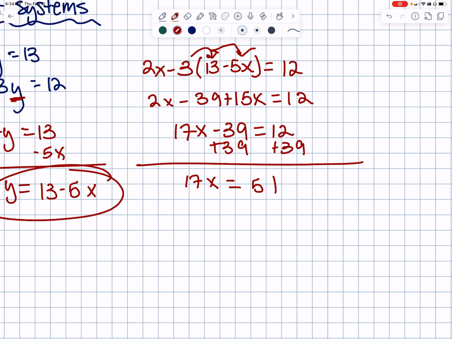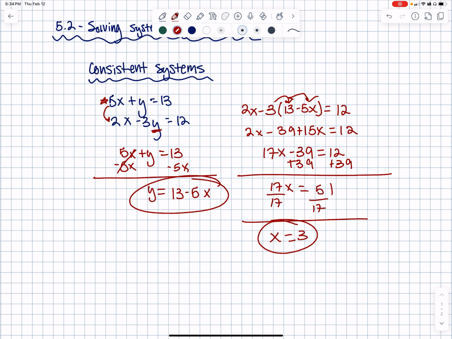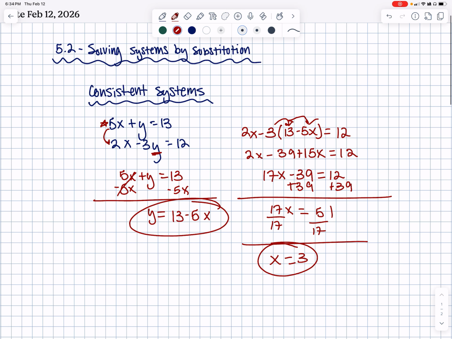Well, we still have 17. We need to get rid of 17 because we need x, okay? What's the relationship between 17 and x? Multiplication, okay? What's the opposite of multiplication? Division. Okay, let's divide by 17 on both sides. What are we left with? X equals 51 divided by 17 is 3, okay? My answer is 3. X is 3, okay? So this is consistent systems.